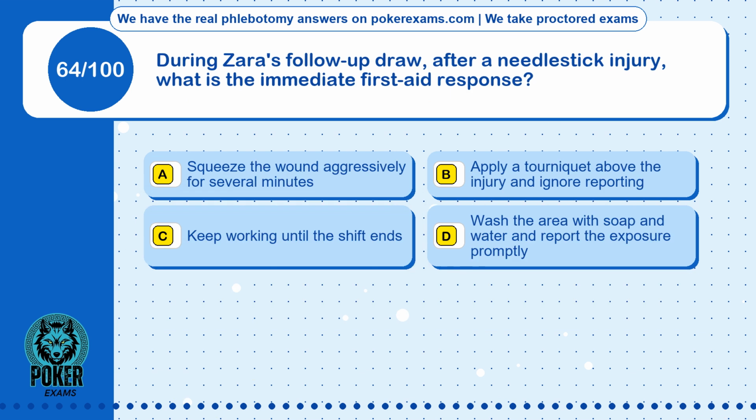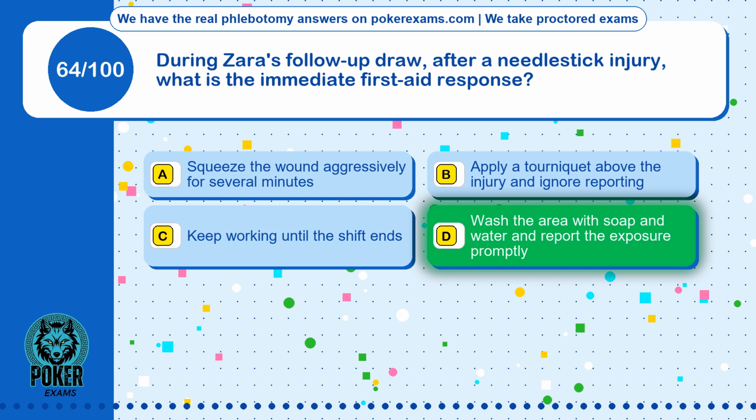Question 64. During Zara's follow-up draw, after a needle stick injury, what is the immediate first aid response? Option A, squeeze the wound aggressively for several minutes. Option B, apply a tourniquet above the injury and ignore reporting. Option C, keep working until the shift ends. Option D, wash the area with soap and water and report the exposure promptly.